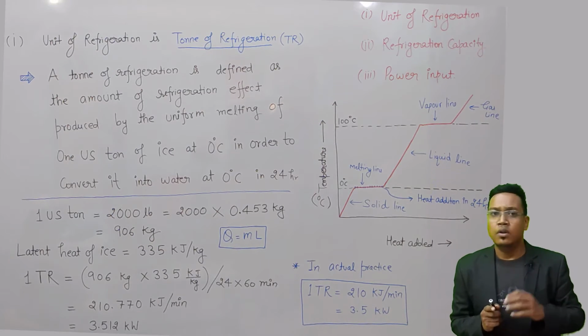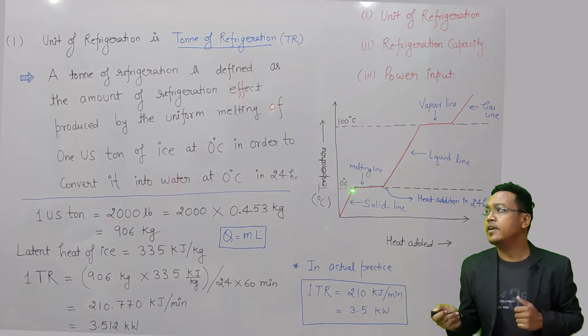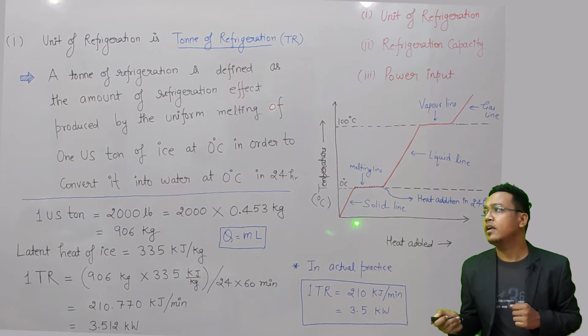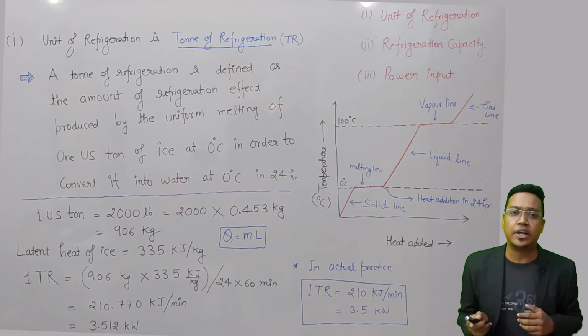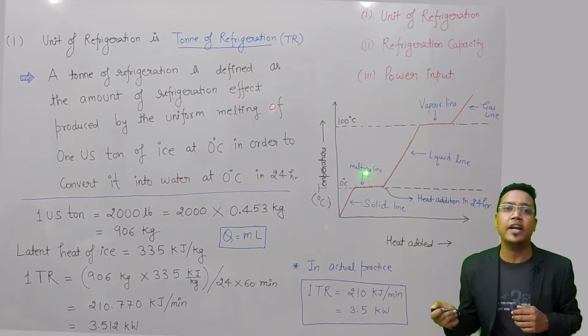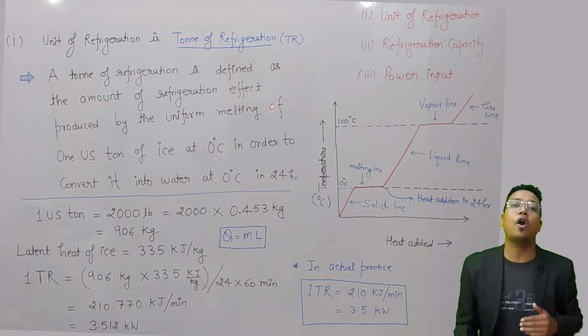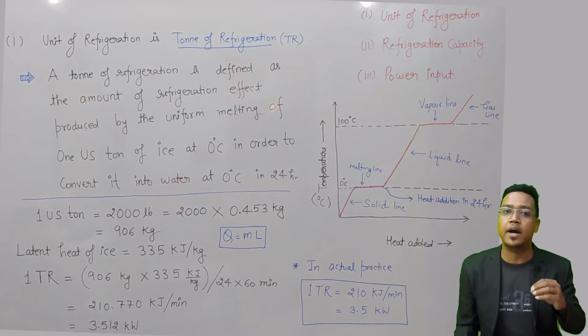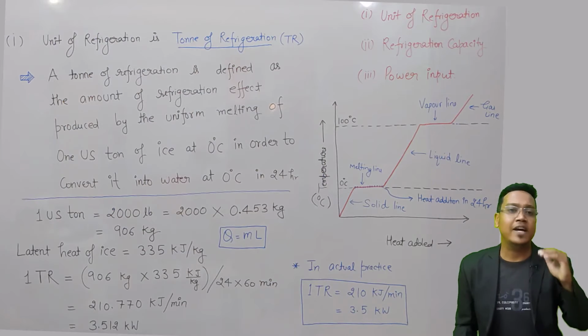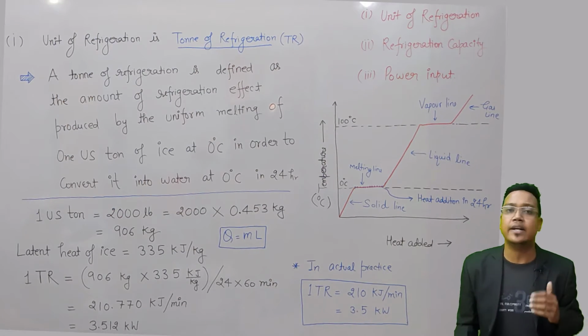Now you know that at 0 degrees Celsius ice will melt. It means it is taking heat. Heat is given on the x-axis. This amount of heat is added to the ice. Whatever heat is taken by the ice is called latent heat. The latent heat is always added at constant temperature. Remember, latent heat is always added or rejected at constant temperature.